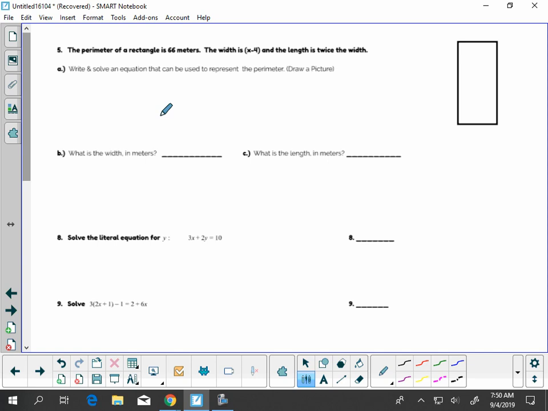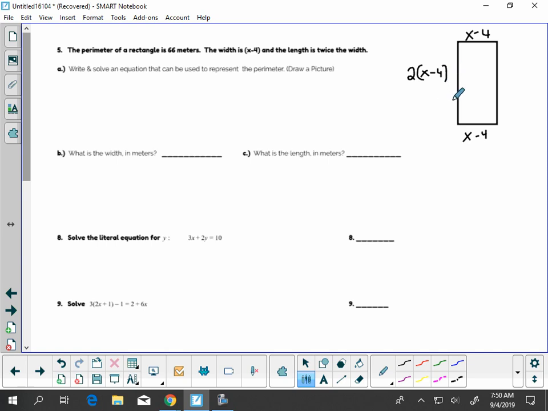All right, we want to write and solve an equation that can be used to represent the perimeter. Well, perimeter is the length around. You add all your sides. And the width is x minus 4. And the length is twice the width. So you take 2 and you multiply that by x minus 4.